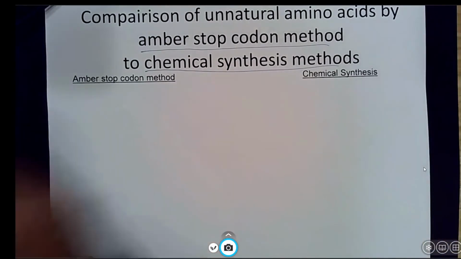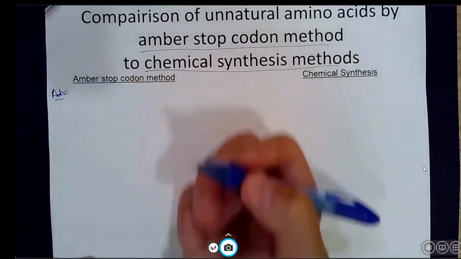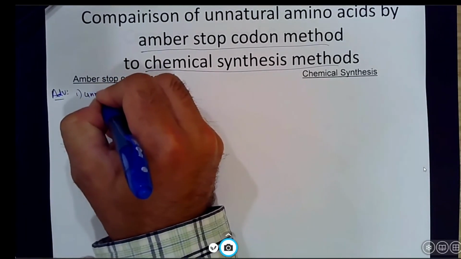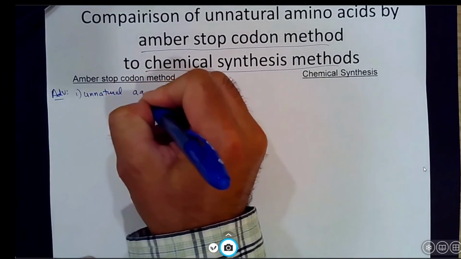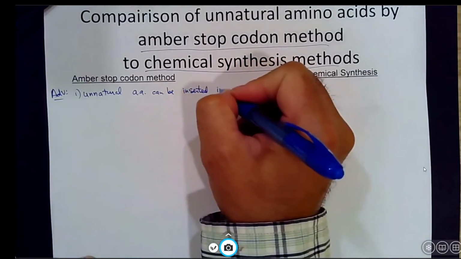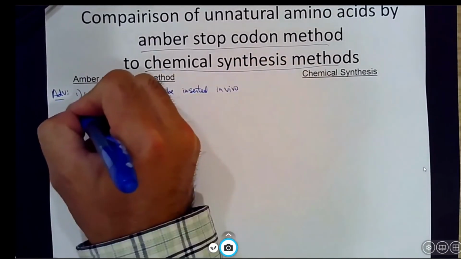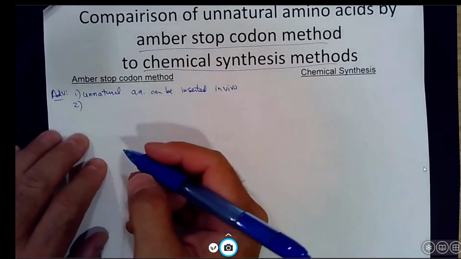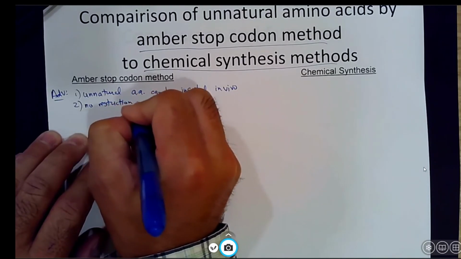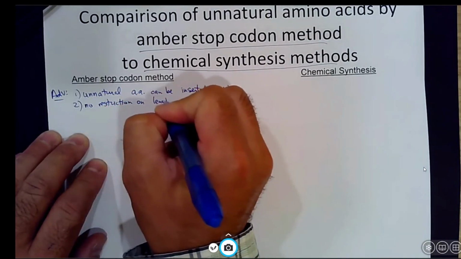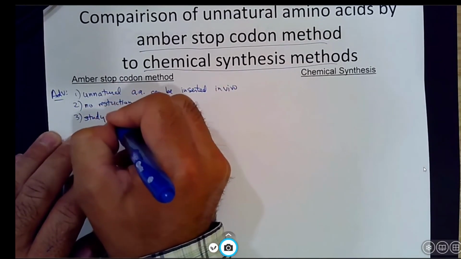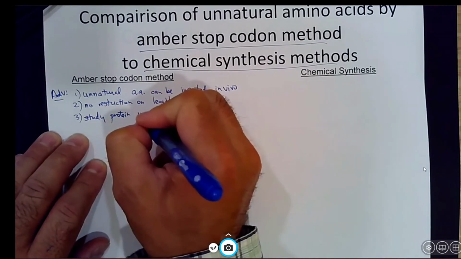All right, so the advantage of the amber stop codon method is that you can have an unnatural amino acid inserted in vivo. And in theory, there really is no restriction on the length of that protein. And you can study the protein in its native biological environment.